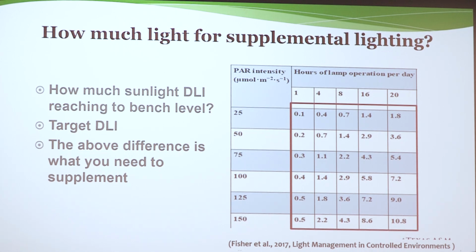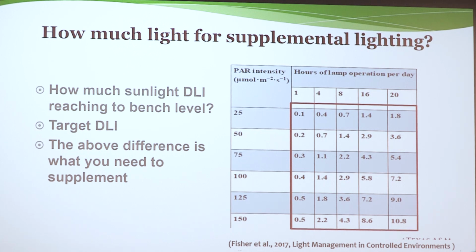So at the bench top, how much light you are receiving, and then depending on which crop you are growing, you will see what the difference is, if necessary. And then if necessary, how much is the difference? If it's too low, for example, you need, let's say, 3 mole, then how could you provide this 3 mole per day?